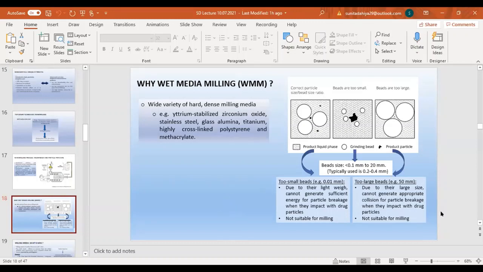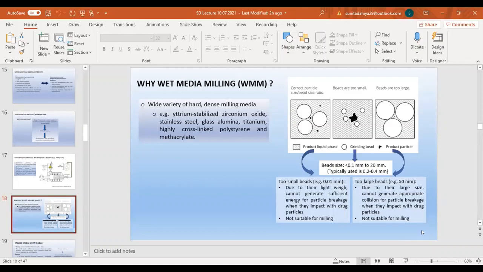So you see here in the figure that you must use the correct particle size to bead size ratio for effective particle size reduction. If you use beads which are very small in size, that means less than 0.01 millimeters, this may not provide enough impact because they will be lighter in weight, and they cannot generate sufficient energy for particle breakage when they impact the drug particles. And that's why they are not suitable for milling.